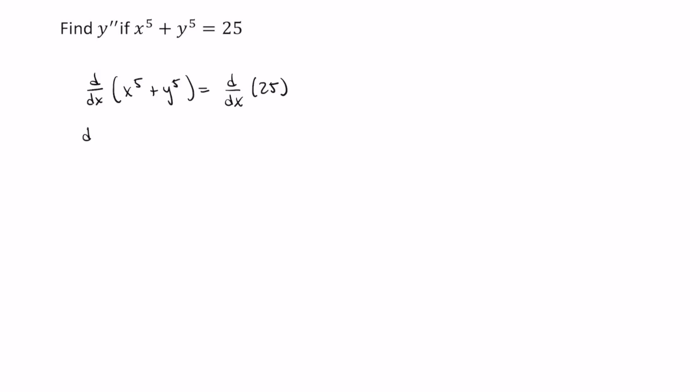So on the left-hand side, we have the derivative with respect to x of x to the fifth plus the derivative with respect to x of y to the fifth equals 0, since, again, the derivative of a constant is just 0. Now, this is fairly straightforward. This is just 5x to the fourth. That is a straightforward application of the power rule.